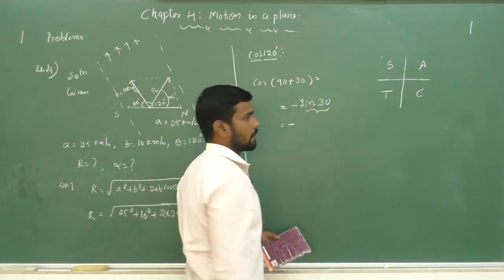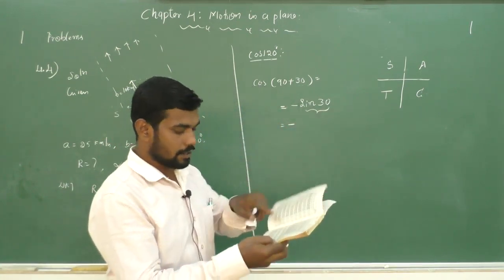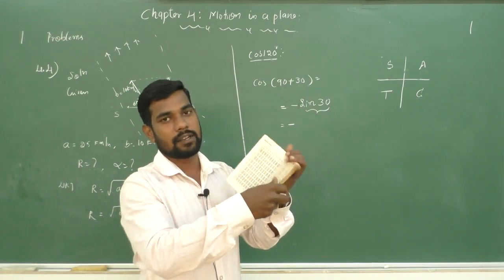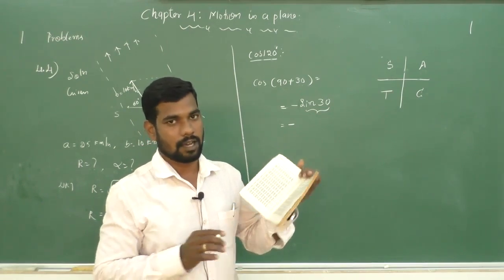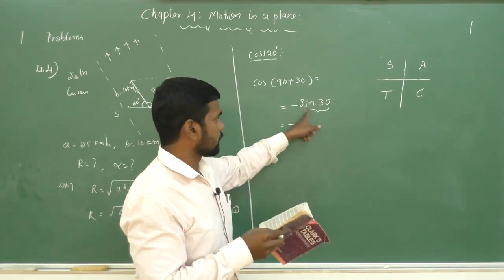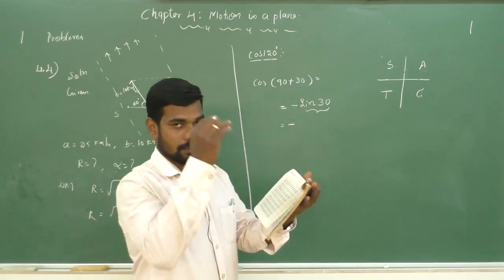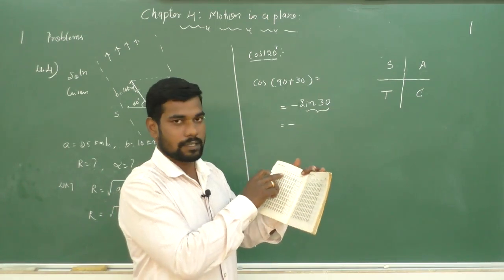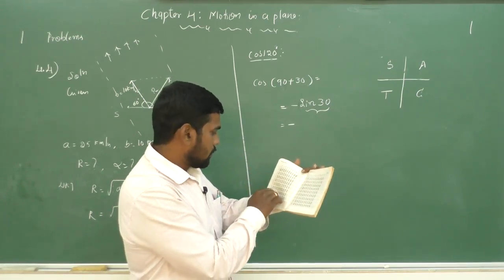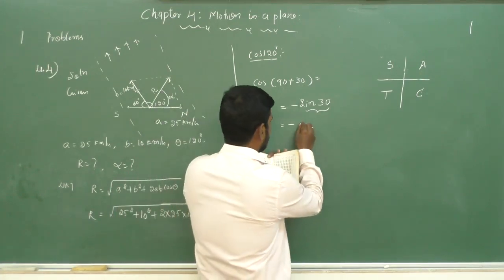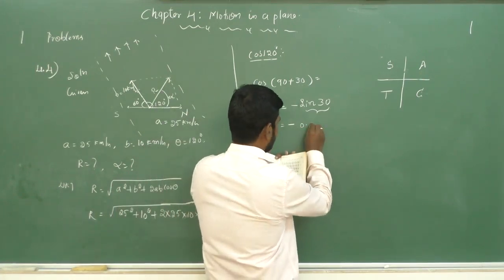Now we'll find sin 30. 30 is less than 89, so we can find the sin 30 value from the logarithm book. Okay, log book. For sin 30, as we explained in the previous session, where is sin 30? The sin 30 value will be here, minus 0.5.